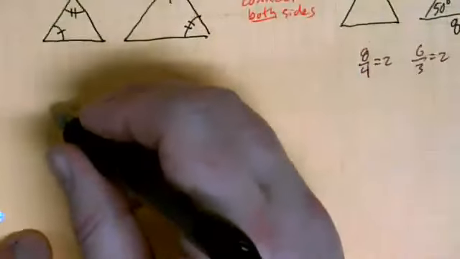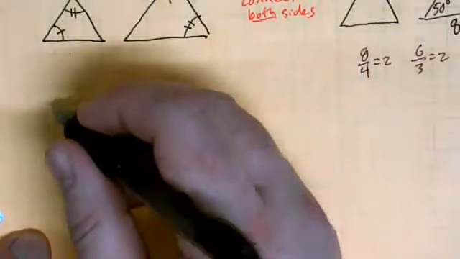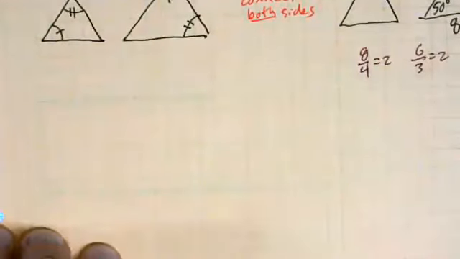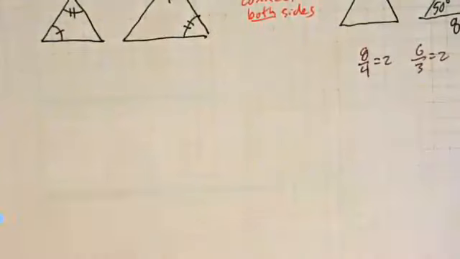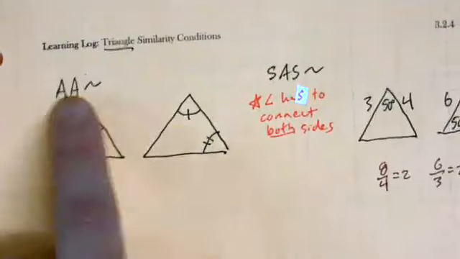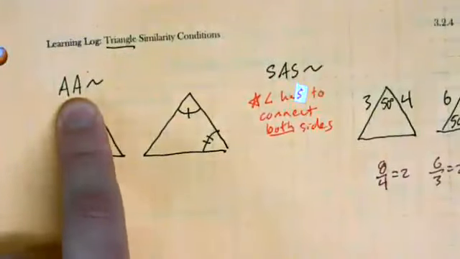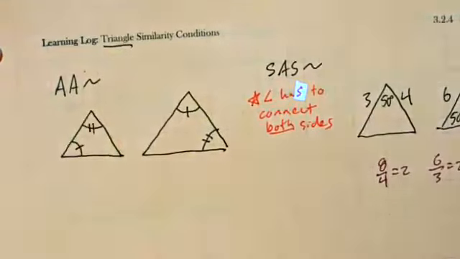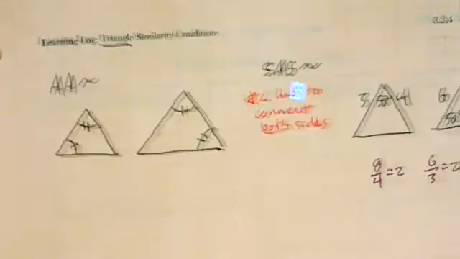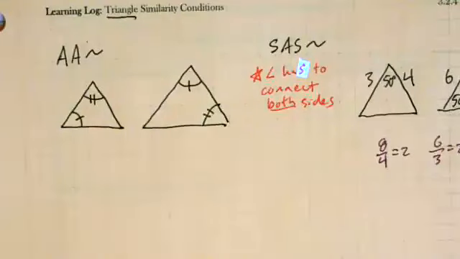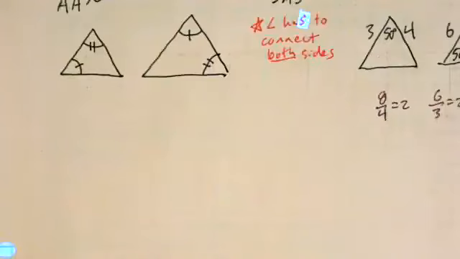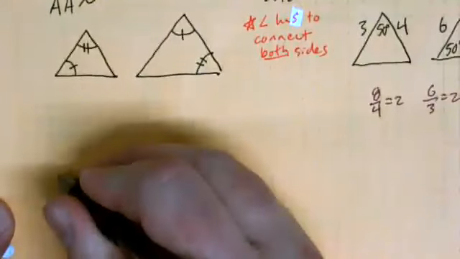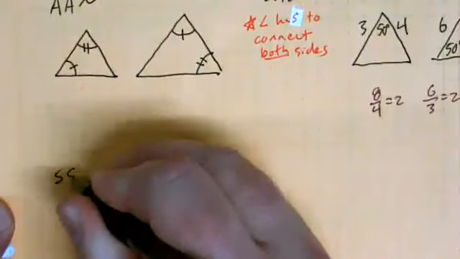Anybody know what the third one is? Anybody want to guess? ASA is a wonderful guess, and I love that you said that, but I would point out that if I had two A's, I wouldn't need the S. Right? So SS is close. SSS. Someone said SSA. We'll talk about that in just a second. SSS is the other one.